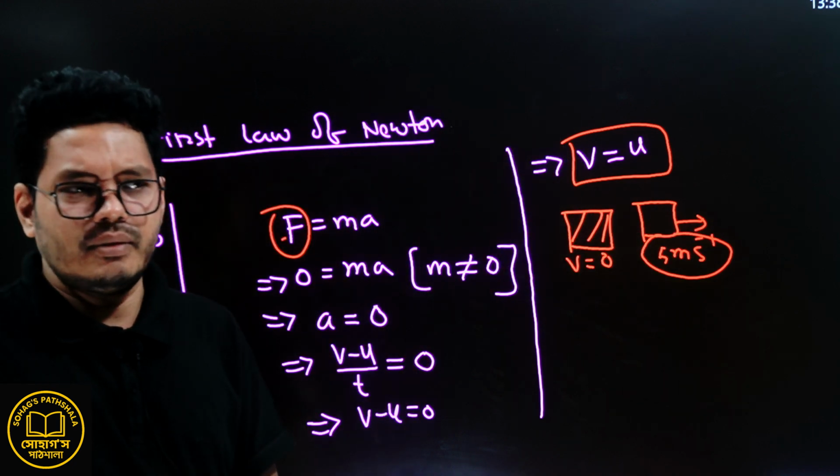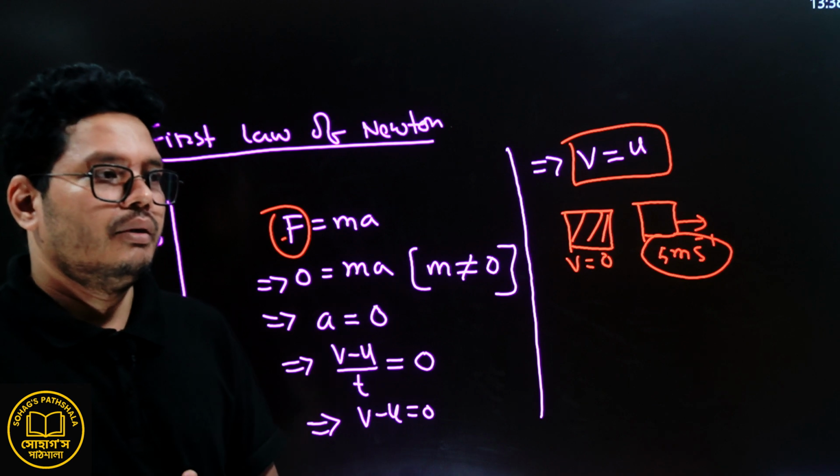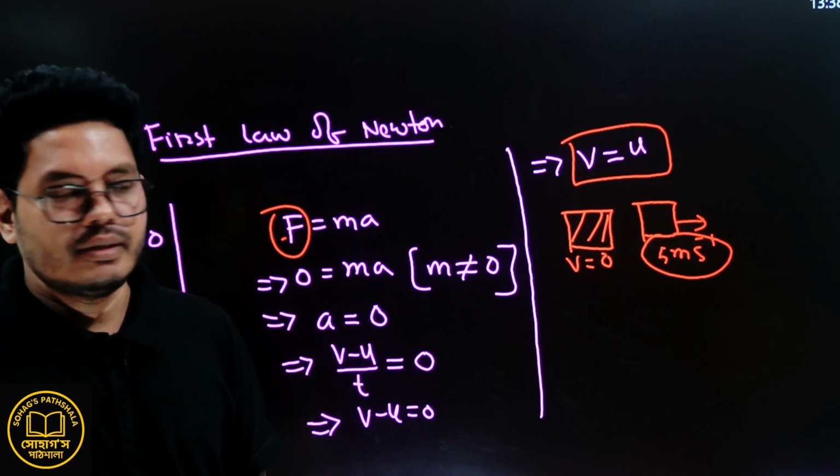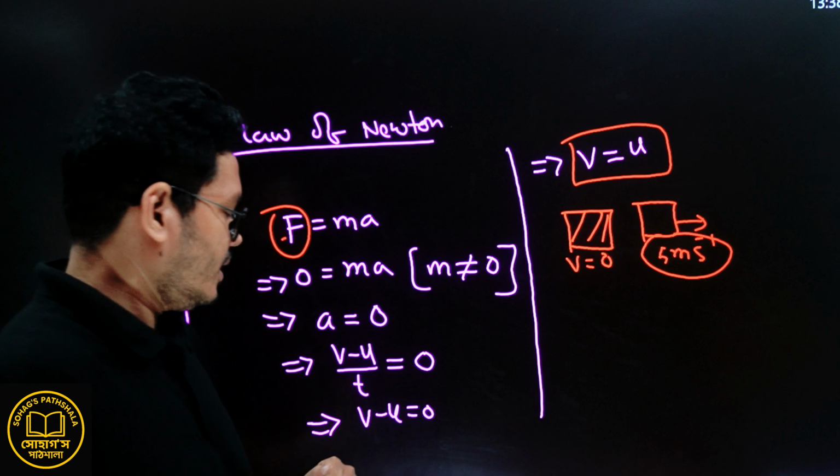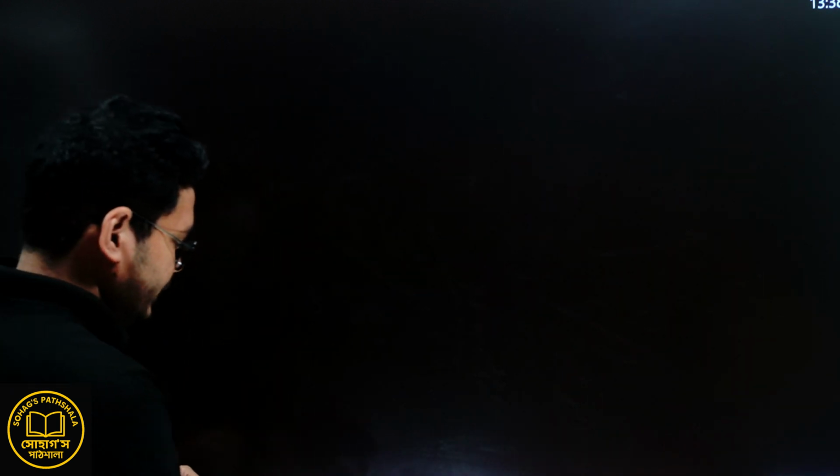There is an experiment, we can check it. Galileo performed an experiment to check it. Now, what was that? Let's see Galileo's experiment. You will have some idea about that.